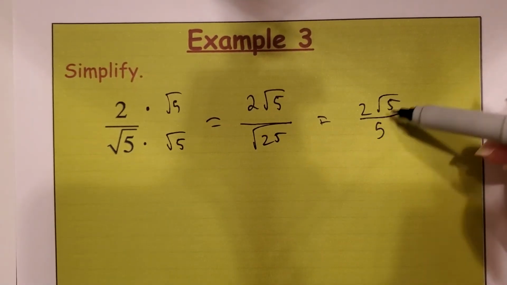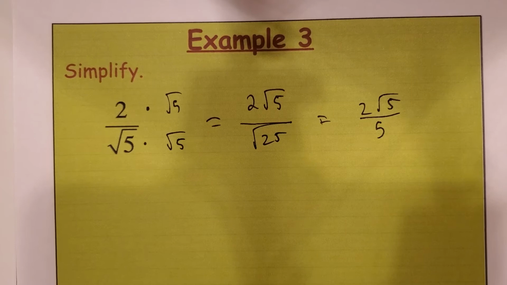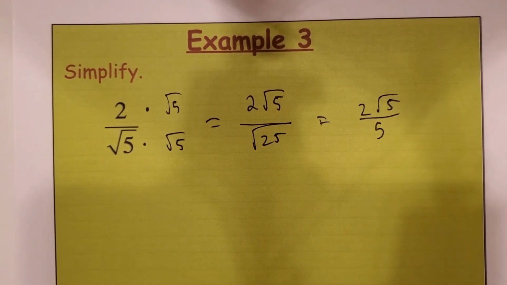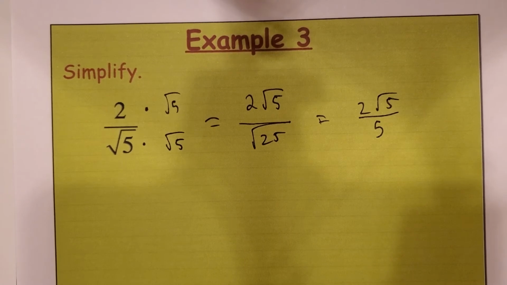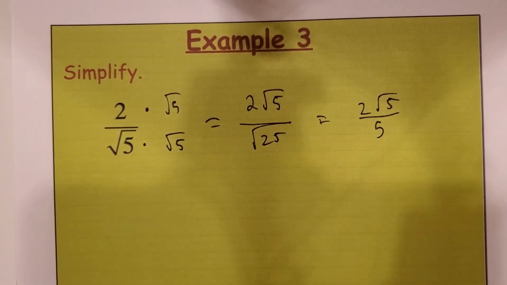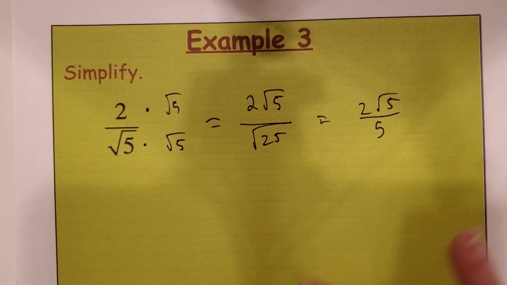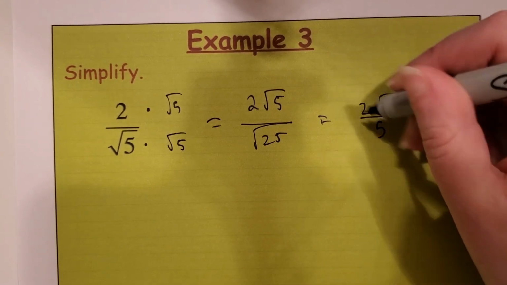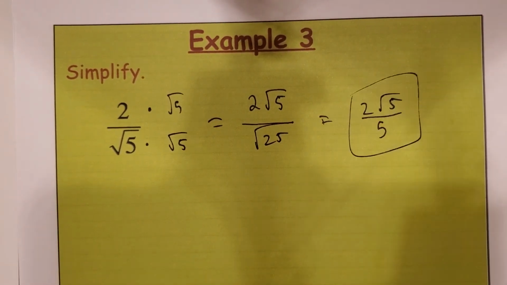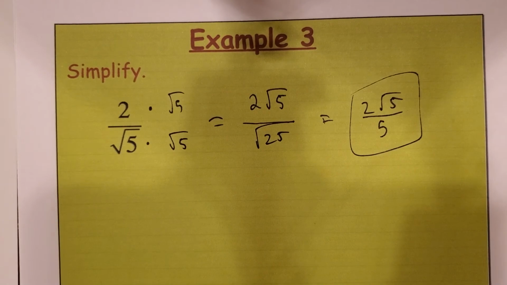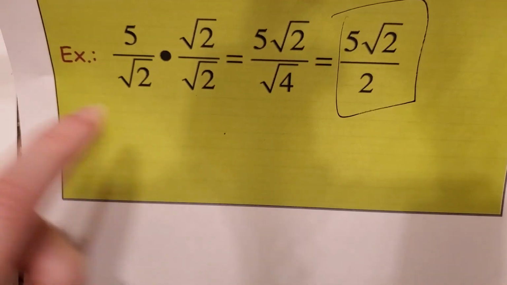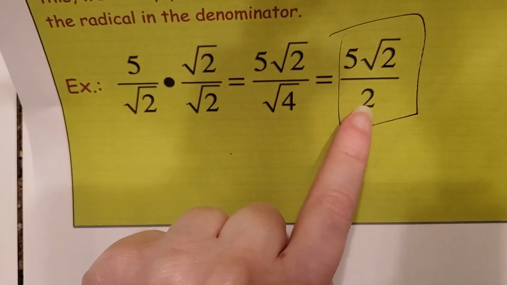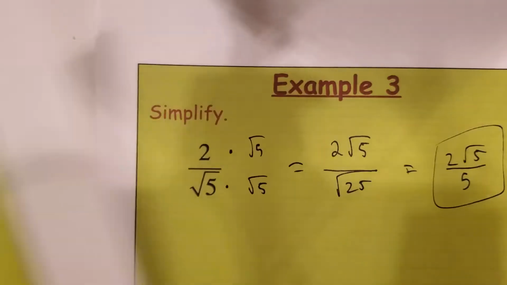And same kind of thing as with the 5s. You cannot say 5 over 5 is 1, because this is root 5 over 5. Root 5 over 5 is not 1. Do not do that. We are going to leave it as 2 root 5 over 5. And the other thing I want to mention is that with the last one, we had over root 2, and our final answer was over 2.